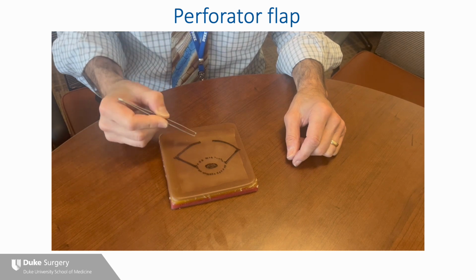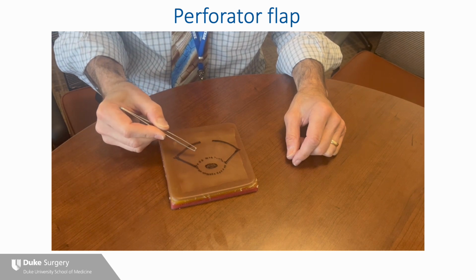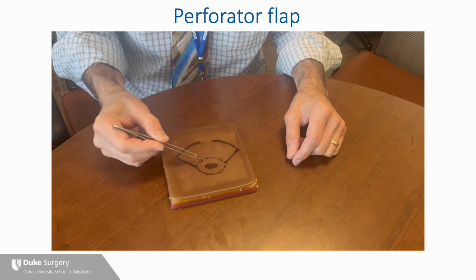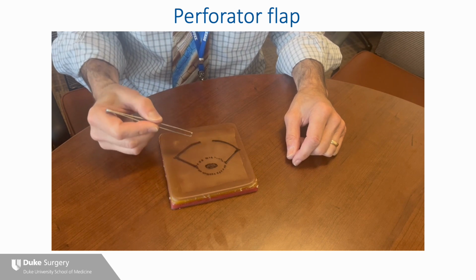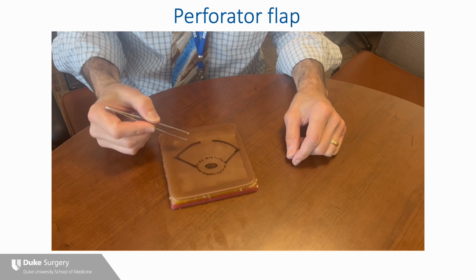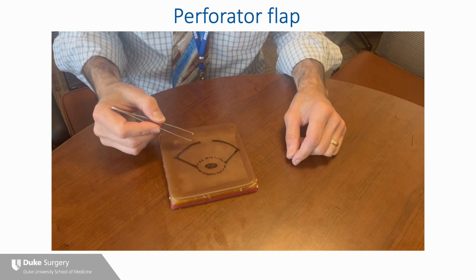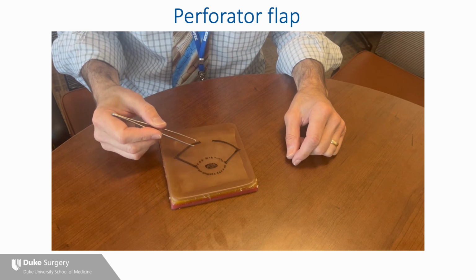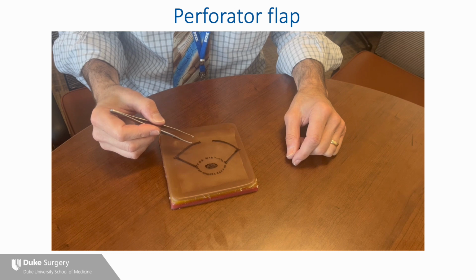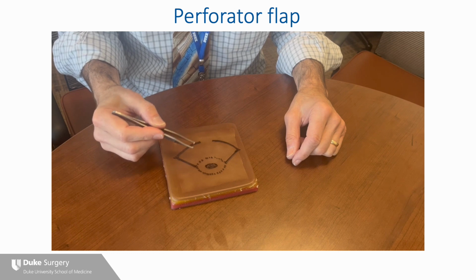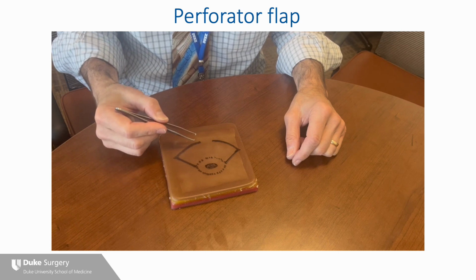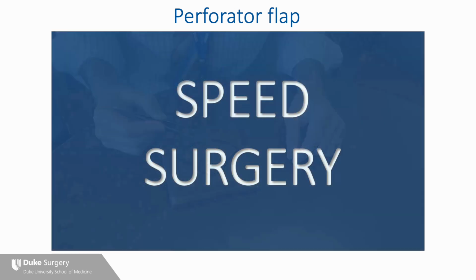I should also mention that you can take this down to the fascia, which is what I usually do. However, if you need even more mobility of your flap, you can actually incise your muscular fascia and move the fascia with it, and that provides a little bit more distance or mobility of your flap.